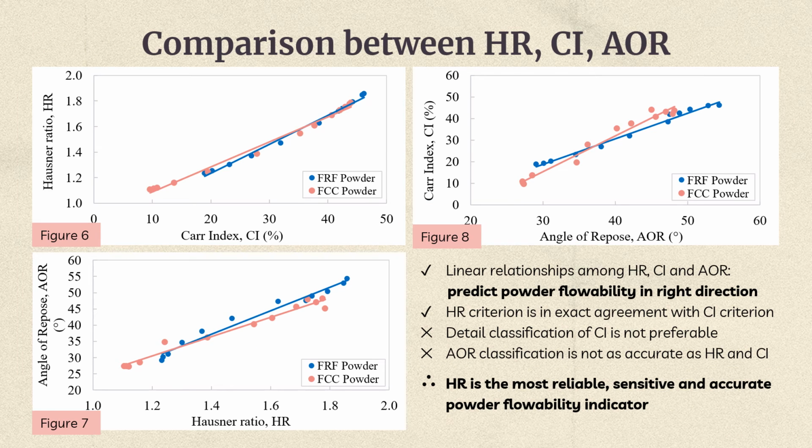In order to study the reliability of HR, CI, and AOR, the comparison between the three indicators is illustrated by Figure 6, HR versus CI, Figure 7, AOR versus HR, and Figure 8, CI versus AOR. The linear relationships among them confirm that all the three indicators are capable of predicting the powder flowability in the right direction. It is observable from Figure 6 that HR criterion is in exact agreement with CI criterion, but the detailed classification of CI is not necessarily preferable. On the other hand, AOR classification is not as accurate as HR and CI classification. Therefore, it can be established that HR is the most reliable, sensitive, and accurate powder flowability indicator.